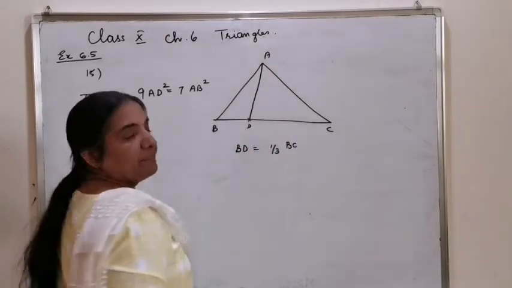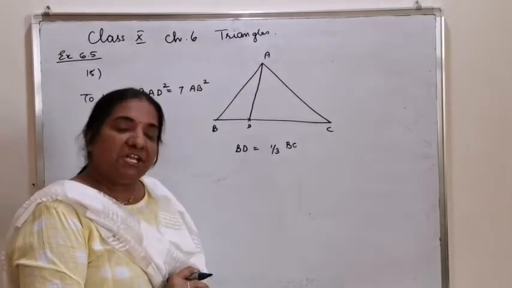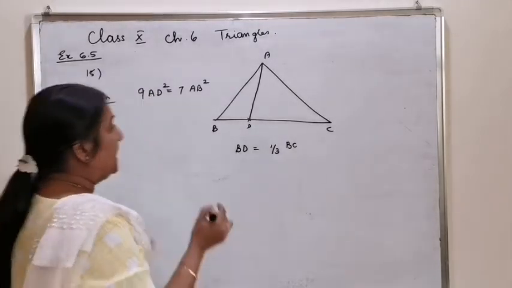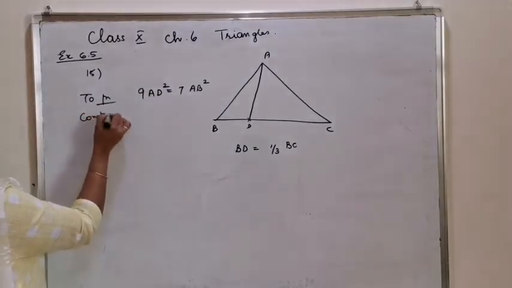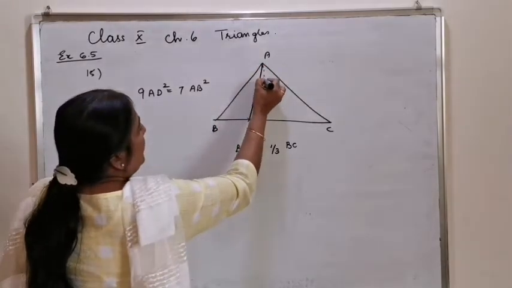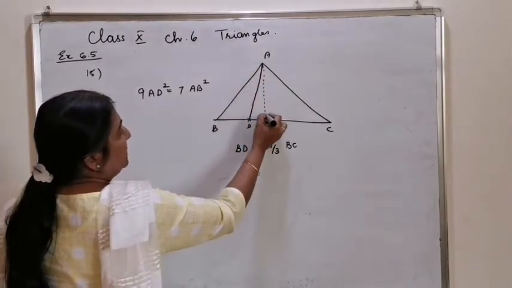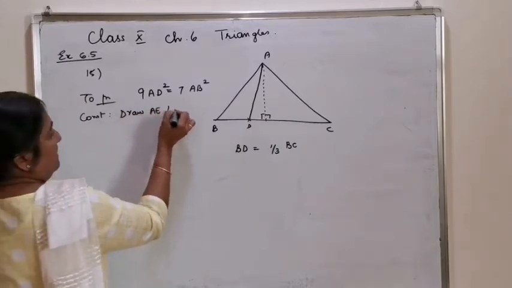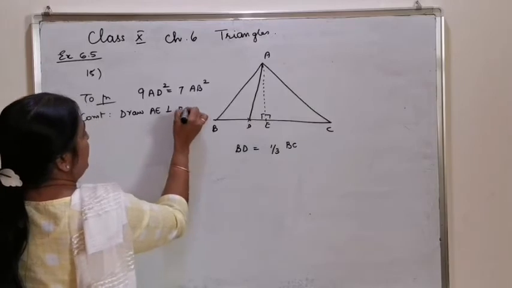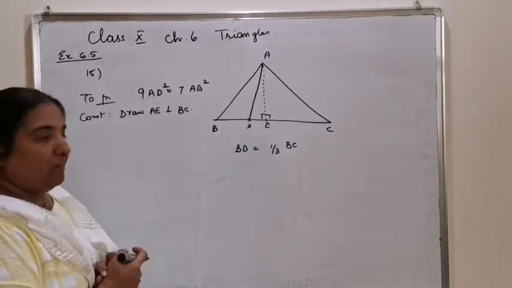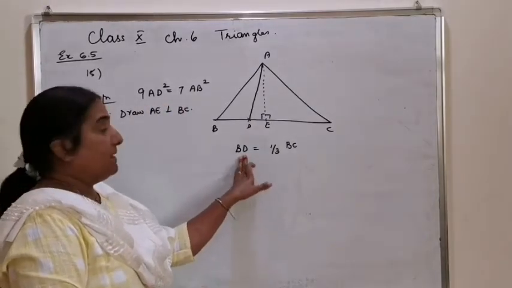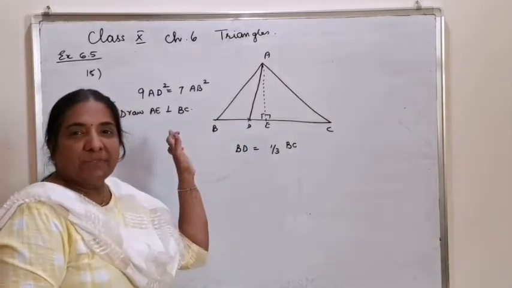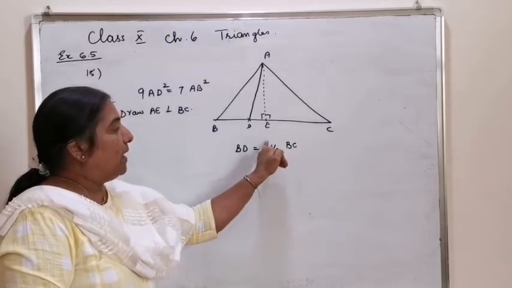That means there is no altitude given here to start off with Pythagoras theorem. Let us do that by construction. Construction, draw AE perpendicular to BC. And now, like the previous problem, BD is given as 1/3 of the total, the total BC, 1/3 of total.